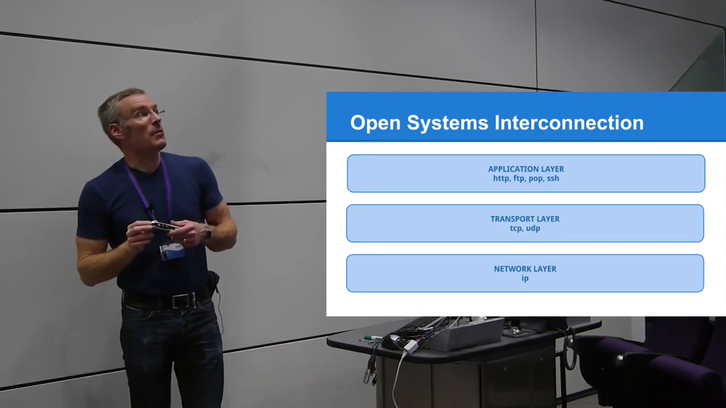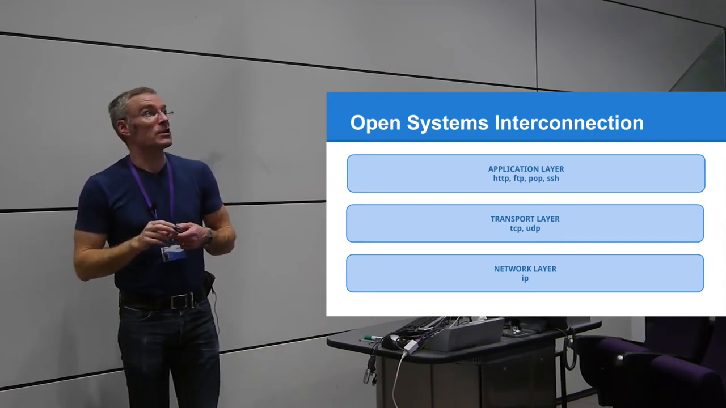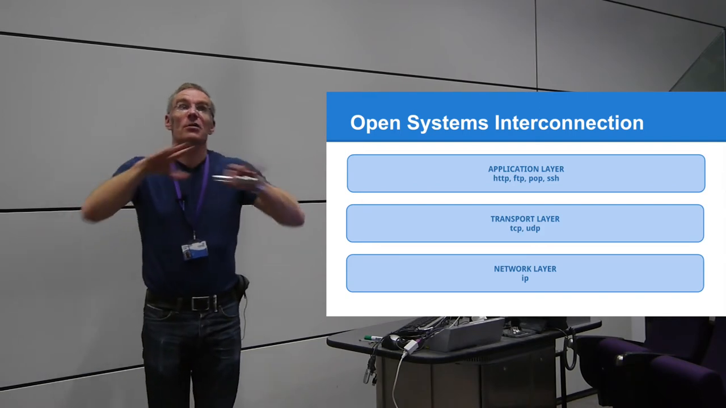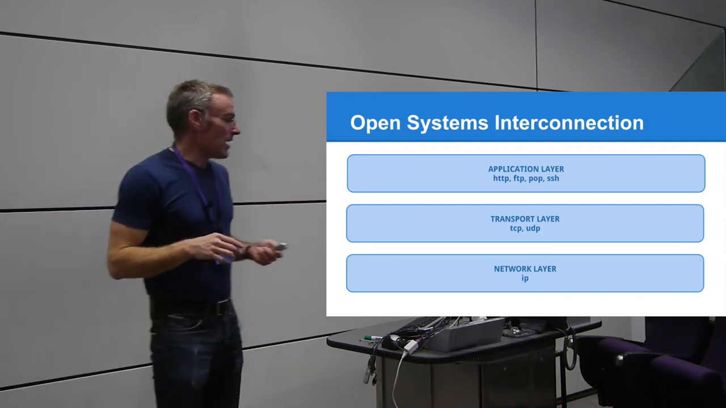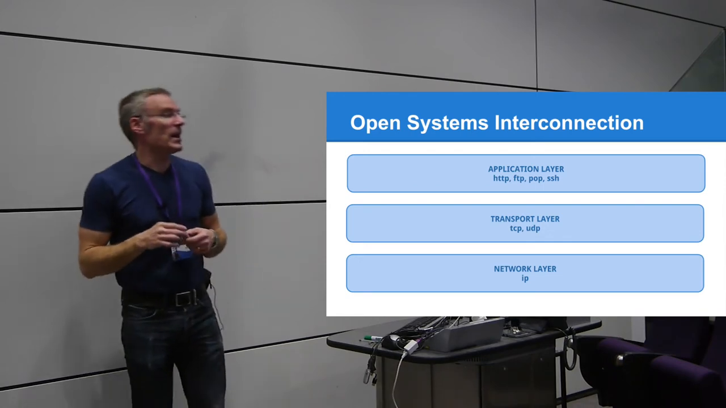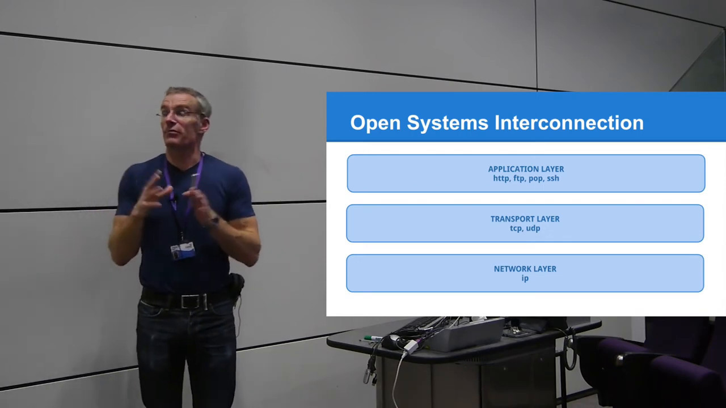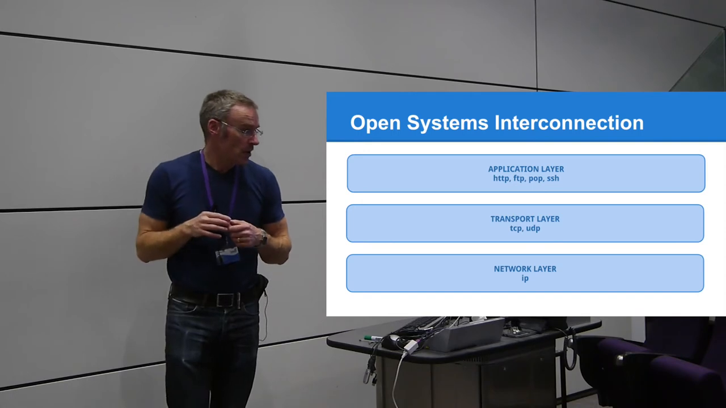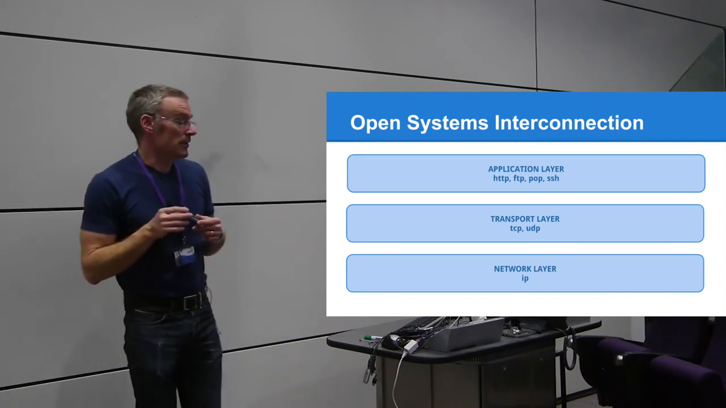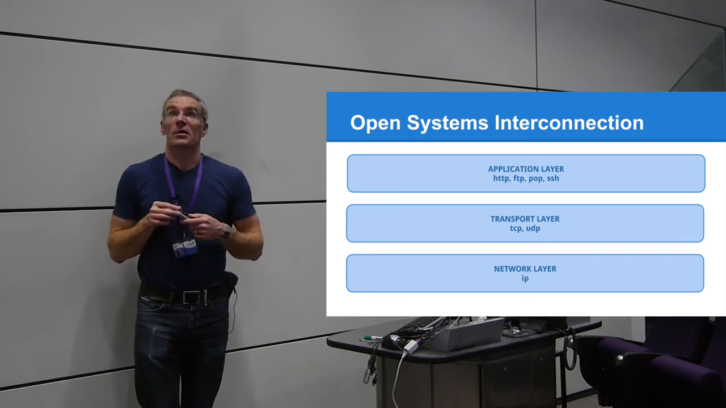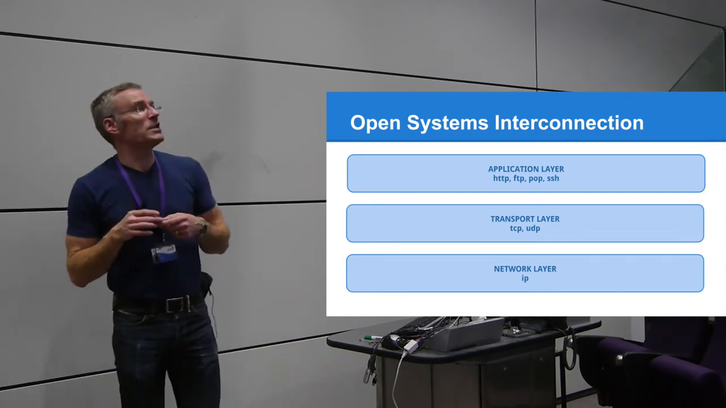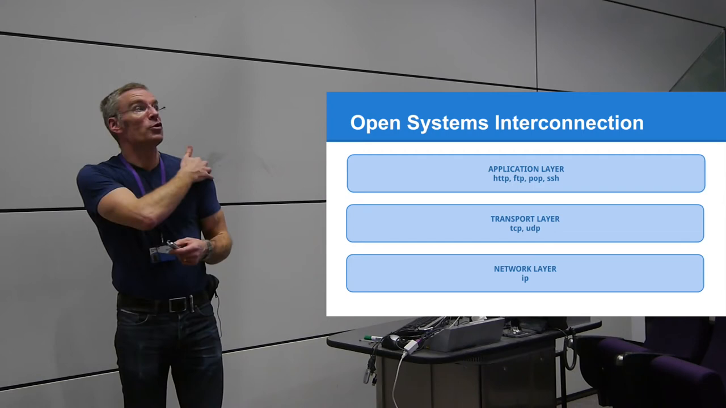So, Open Systems Interconnection, OSI model. Now, if you've done any networking in the past, you'll know about the OSI model. It's a series of layers which allow communication across networks. And we're going to focus on three layers that form part of the way the Apache web server works. The lowest layer is the network layer, and that works on something called the IP, the Internet Protocol. On top of that, we have the transport layer, which is TCP, normally.